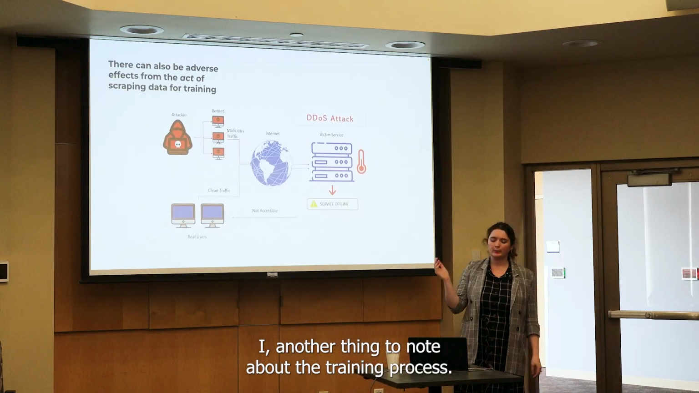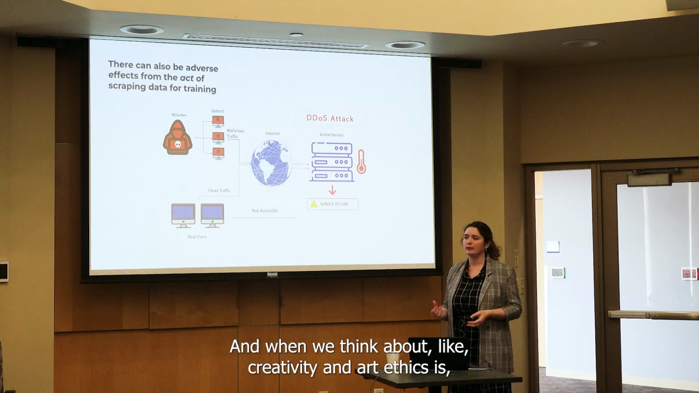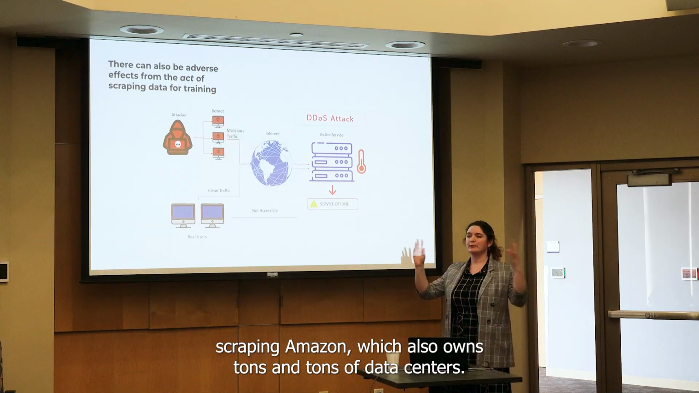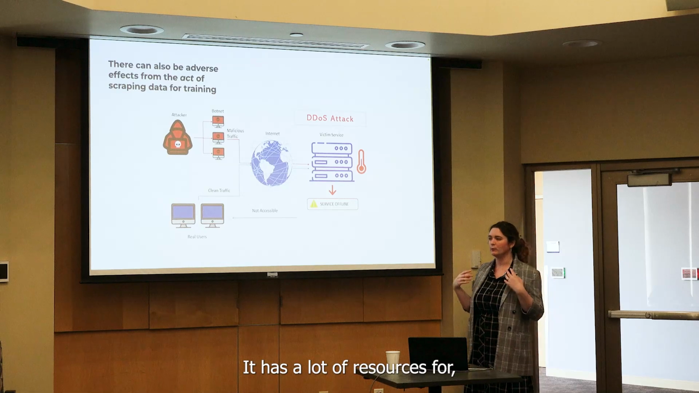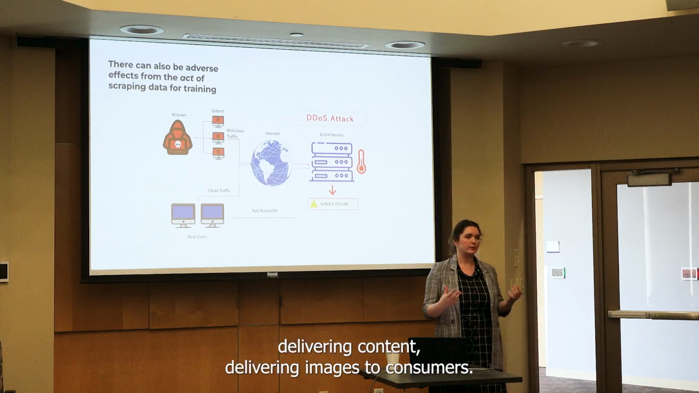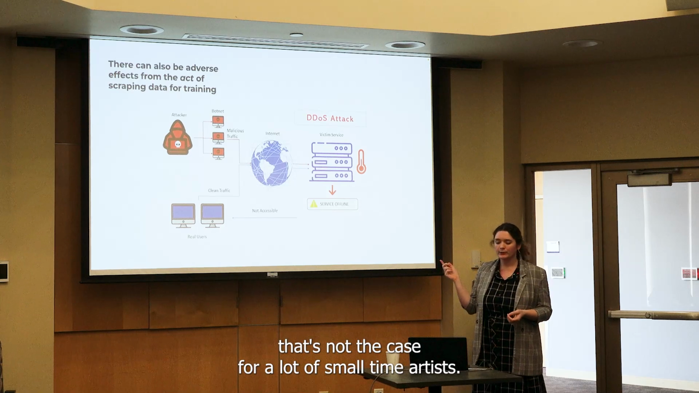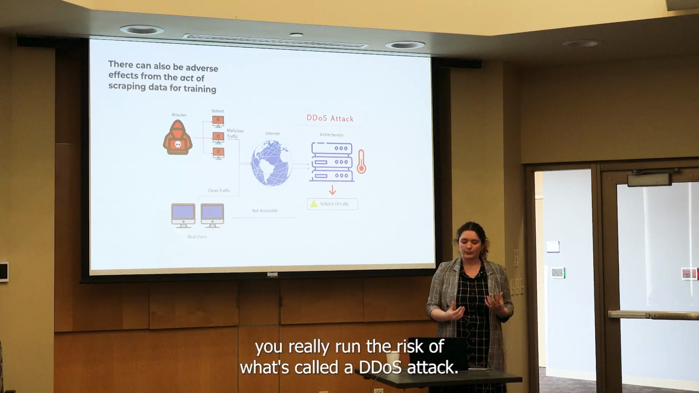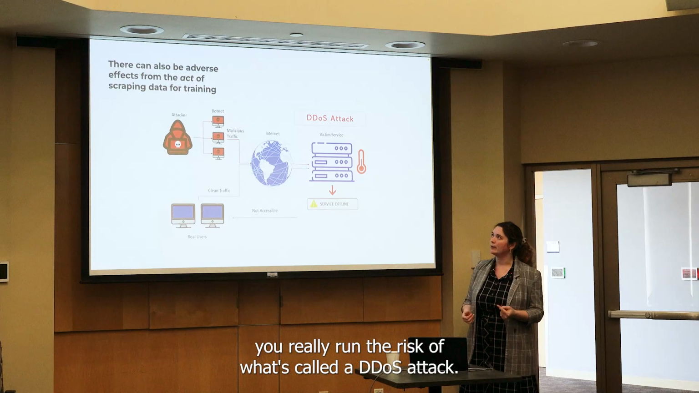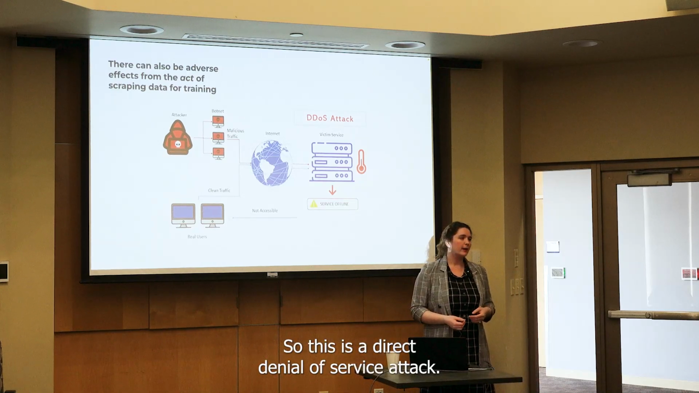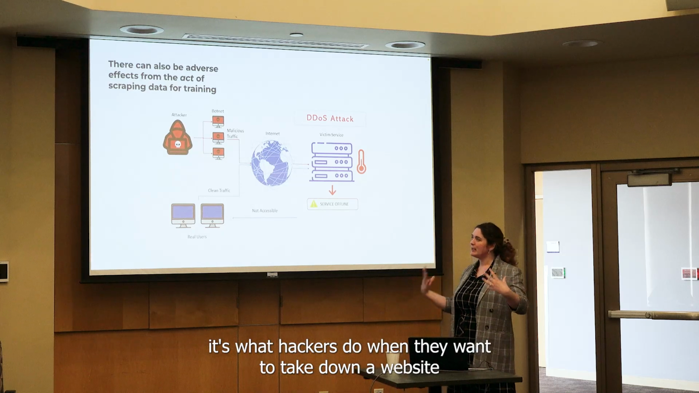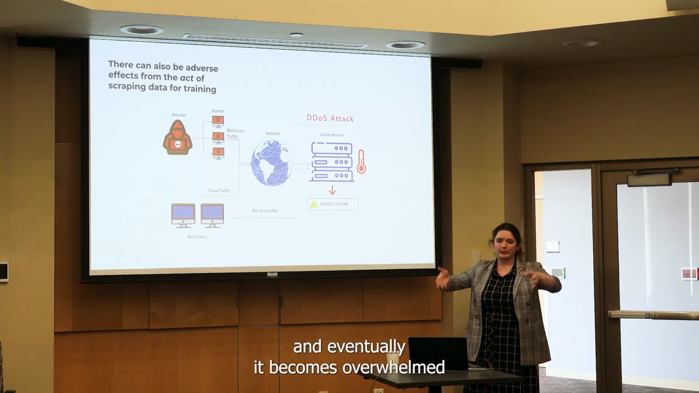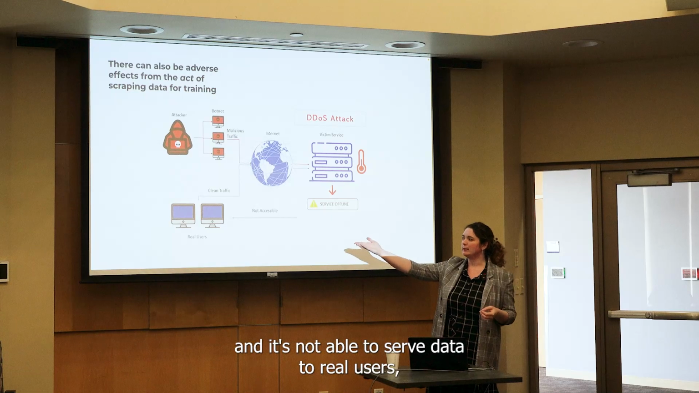Another thing to note about the training process, when we think about creativity and AI art ethics, is that I talked before about scraping, specifically scraping Amazon, which also owns tons and tons of data centers. It has a lot of resources for delivering content, delivering images to consumers. That's not the case for a lot of small-time artists. If they're hosting their work on their own website, you really run the risk of what's called a DDoS attack. This is a distributed denial of service attack. It's what hackers do when they want to take down a website just by force. They throw tons and tons of bots at a website, and eventually it becomes overwhelmed, and it's not able to serve data to real users.